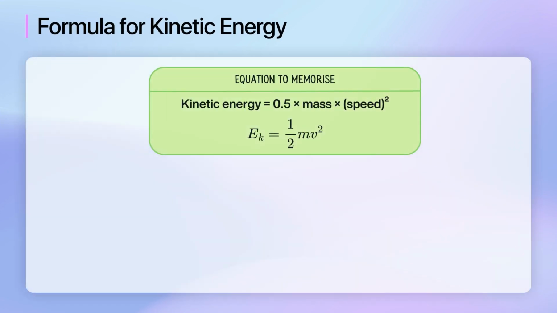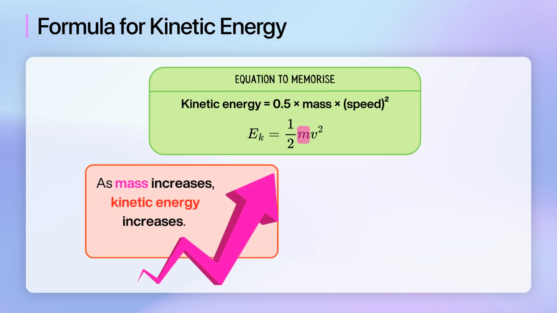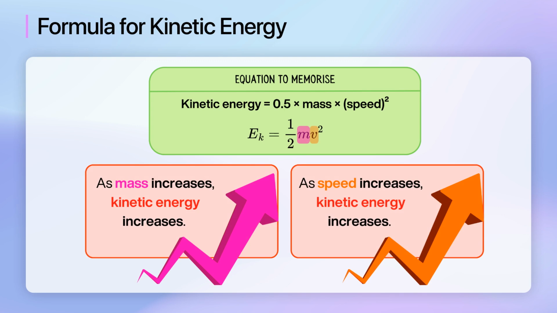The formula for calculating kinetic energy is given by kinetic energy equals half mass times speed squared. This formula aligns with our intuitive understanding. As mass increases, kinetic energy increases. Similarly, as speed increases, kinetic energy increases, but since speed is squared in the formula, kinetic energy increases rapidly with increases in speed.